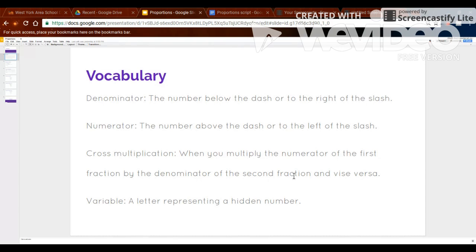The denominator is the number below or on the right side of the dash or slash. The numerator is the number above or to the left side of the dash or slash. Cross multiplication is when you multiply the numerator of the first fraction by the denominator of the second fraction and vice versa. A variable is a letter that represents a hidden number.